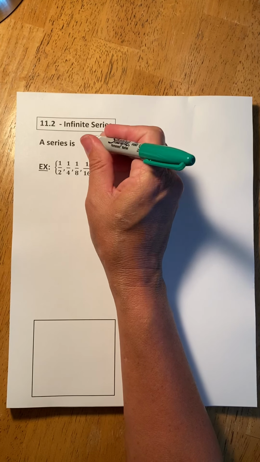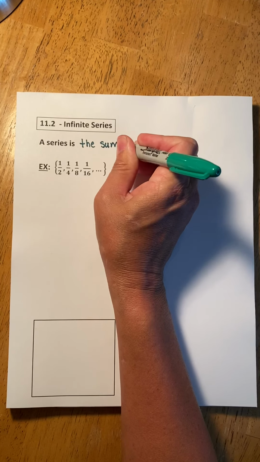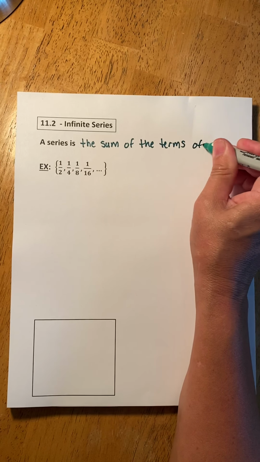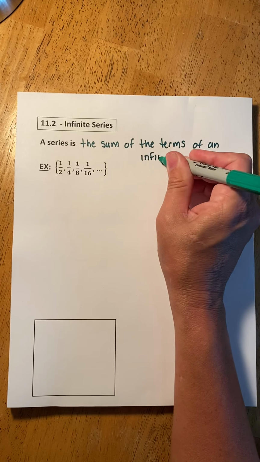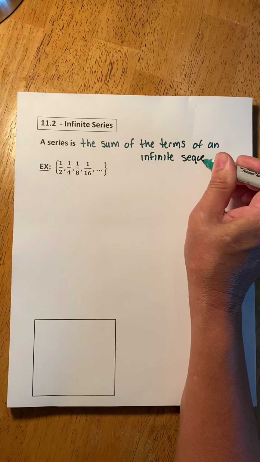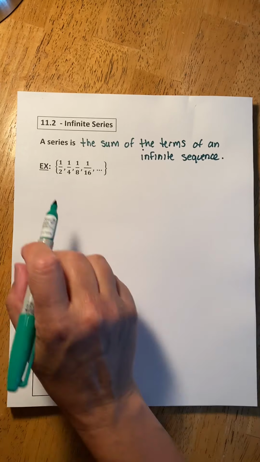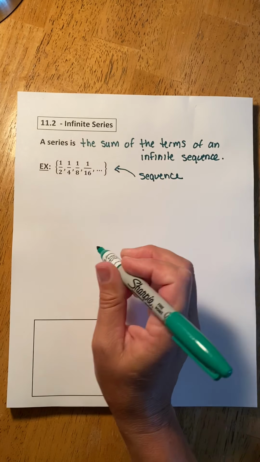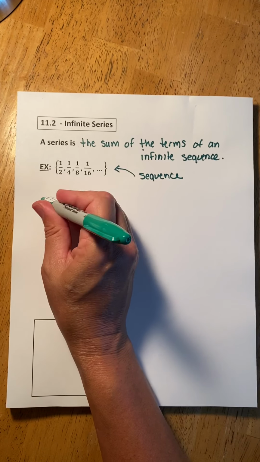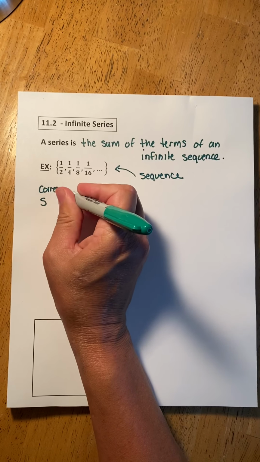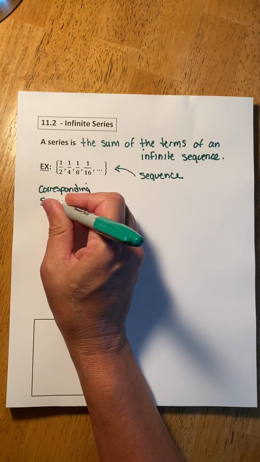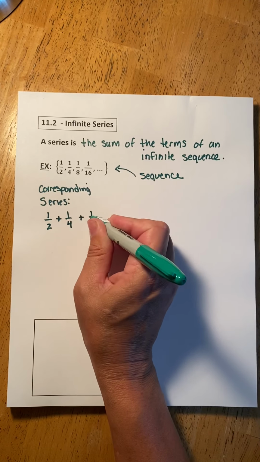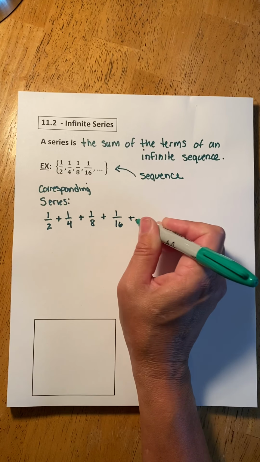A series is just taking the terms of those sequences and adding them together. So a series is the sum of the terms of an infinite sequence. The sequence is the actual list of terms. So here is an example of a sequence. The corresponding series would be one half plus 1/4 plus 1/8 plus 1/16 plus forever.